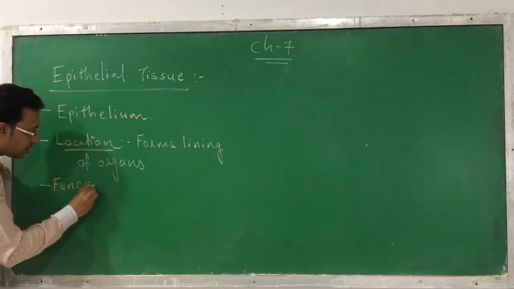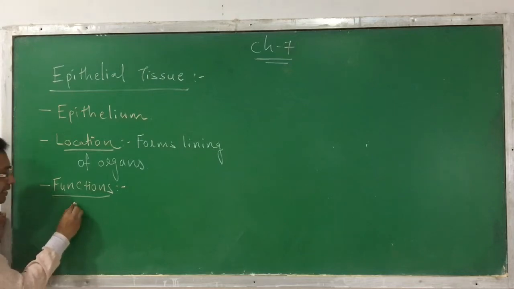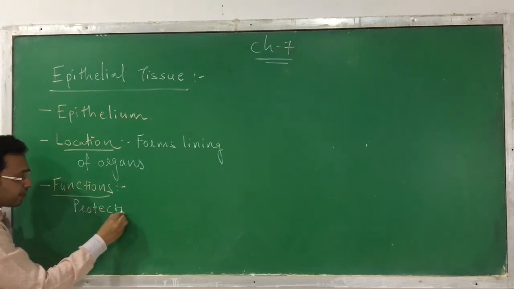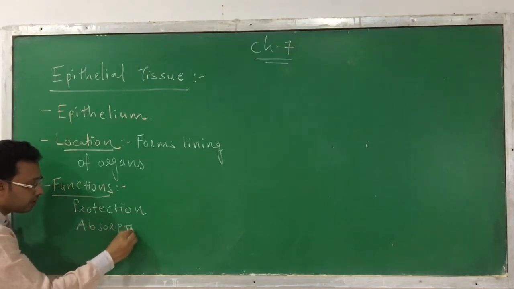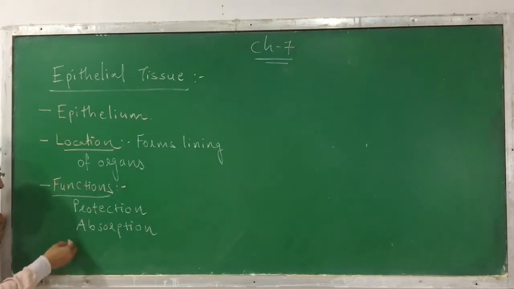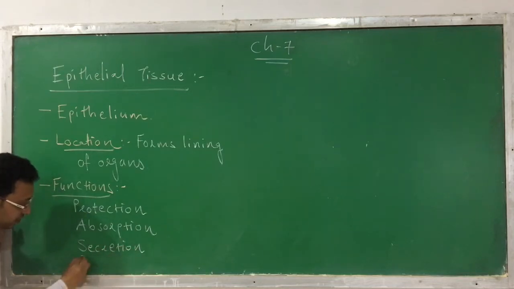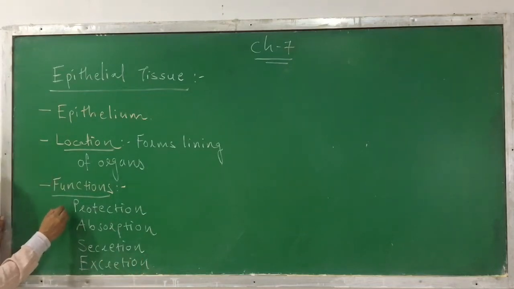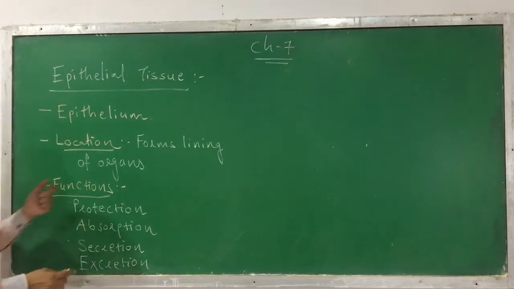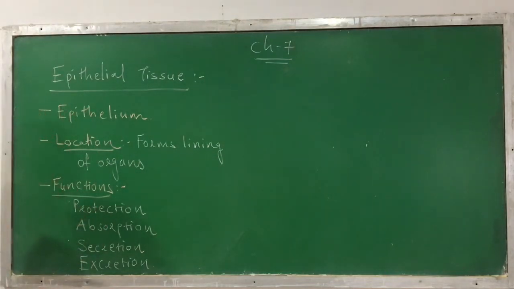What are the usual functions performed by this epithelial tissue? It is protective in nature, meaning it provides protection. Second, they are also involved in absorption, by a process called diffusion. They are also involved in secretion, and the last function, they are also involved in excretion. So these are the four functions: protection, absorption, secretion, and excretion. These are the functions of epithelial tissue or the epithelium. This is the general information regarding epithelial tissue.